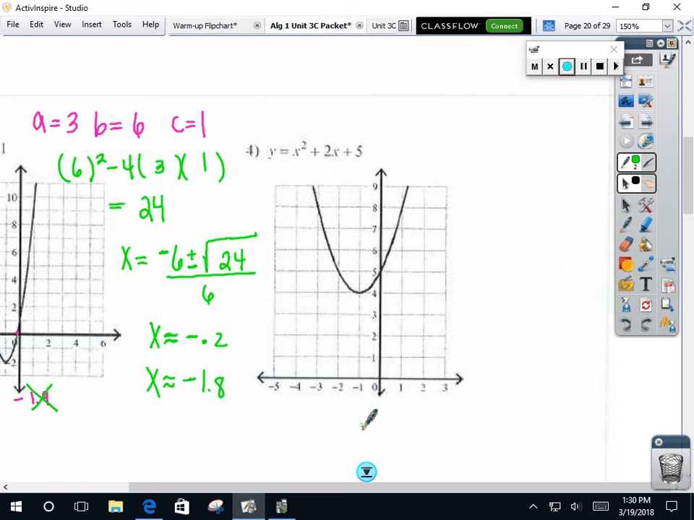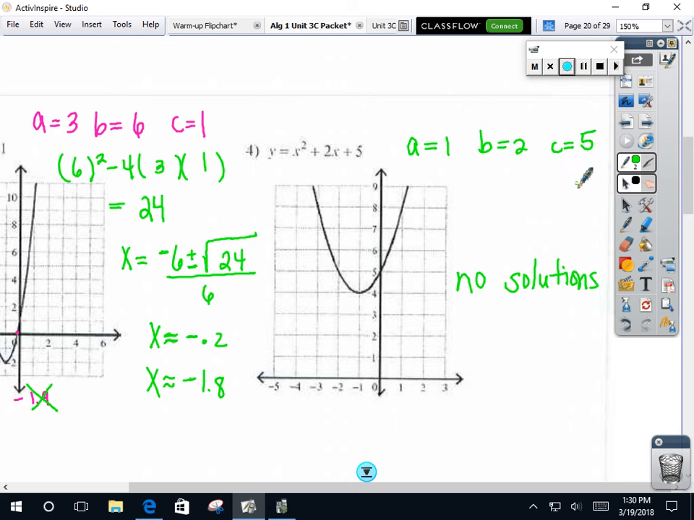Number 4, how many solutions does this parabola have? How many times does it hit the x-axis? So no solution. Guys, the solutions are the x-intercepts. So if it never hits the x-axis, there are no solutions. Now, can anybody tell me why that will occur? Okay, but think about if you tried to do the quadratic equation. Why would it occur?